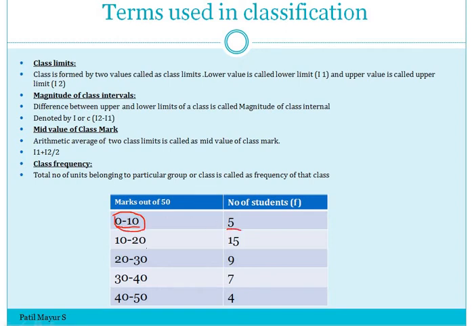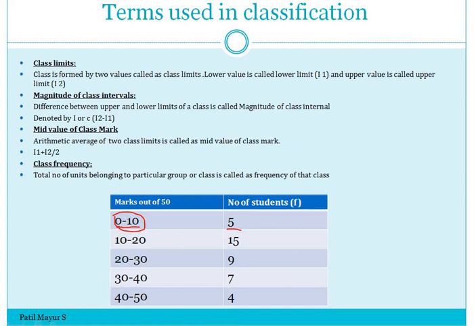How many students got 10 to 20 marks, meaning 11, 12, 13, 14, like that? There are around 15 students who got marks in this range. Again, 9 students got marks in the range of 20 to 30. Then 7 students got marks in the range 30 to 40, and 4 students got marks in the range 40 to 50.